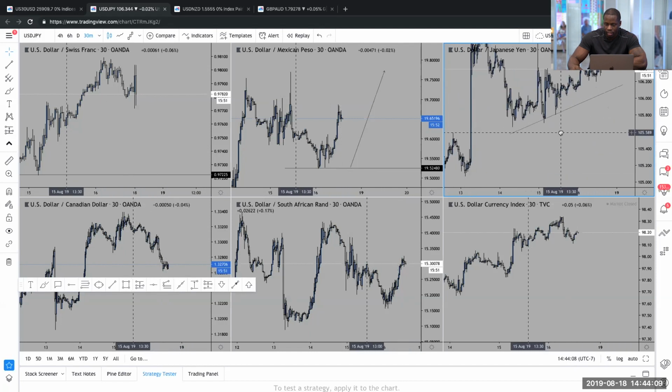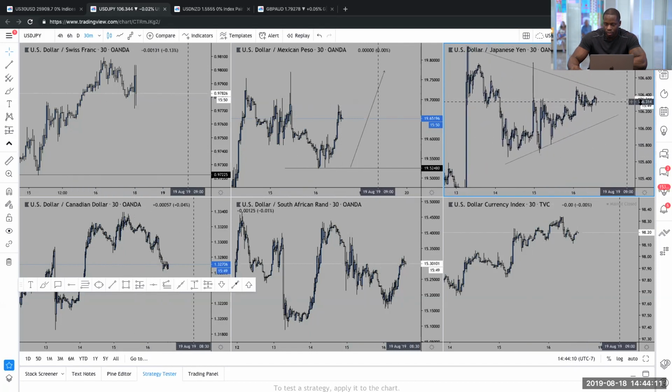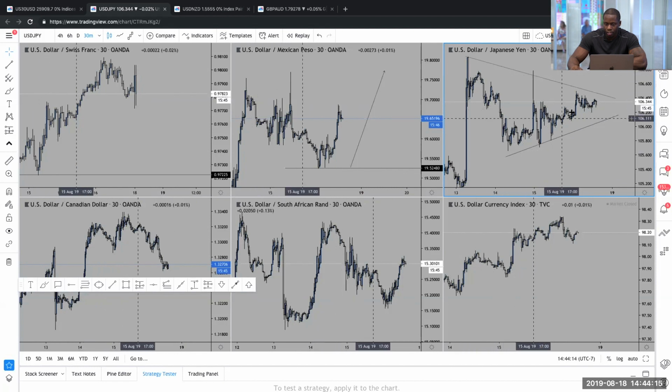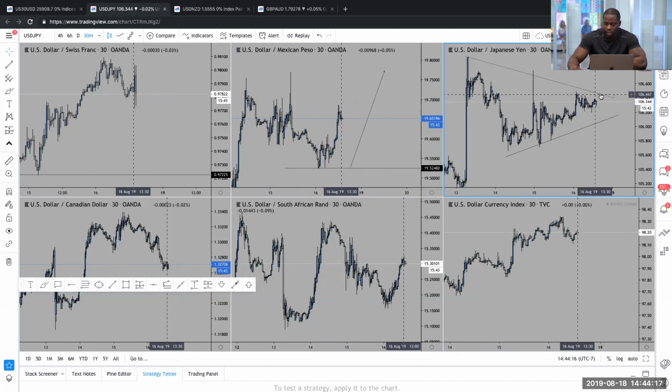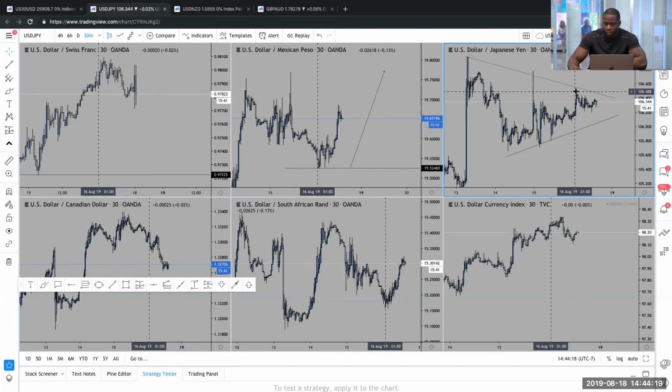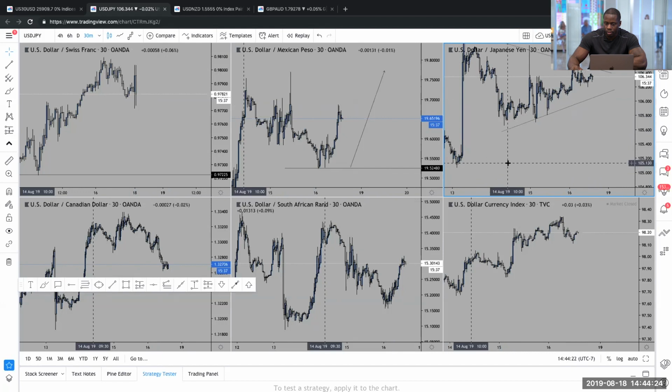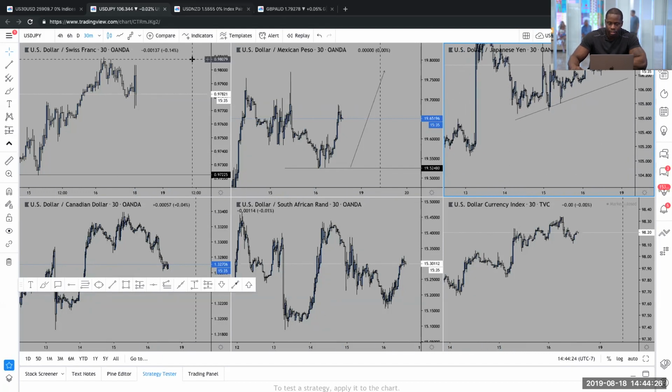Because I still believe that the way we're looking, it got rejected from this wick, showing an indication that we probably might get another rejection at this previous high, and then come down to meet the support. As we saw in our index, the Japanese pair is weak compared to the US dollar as well.